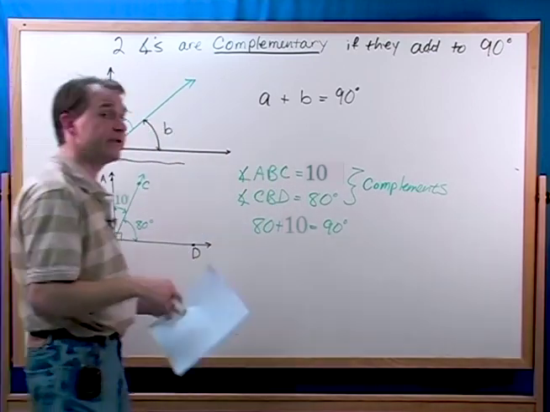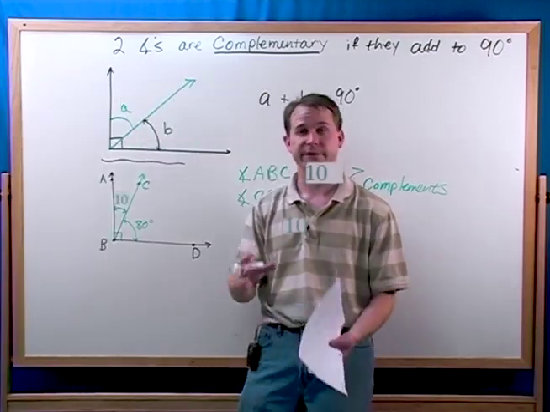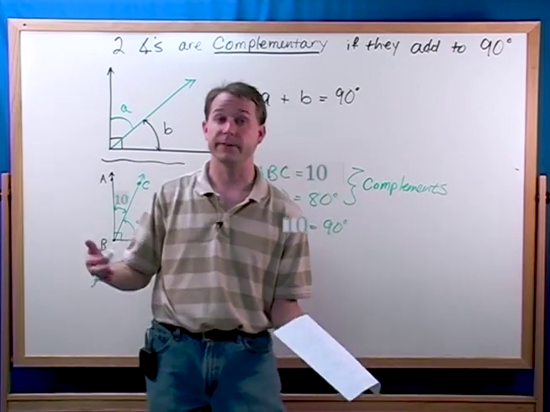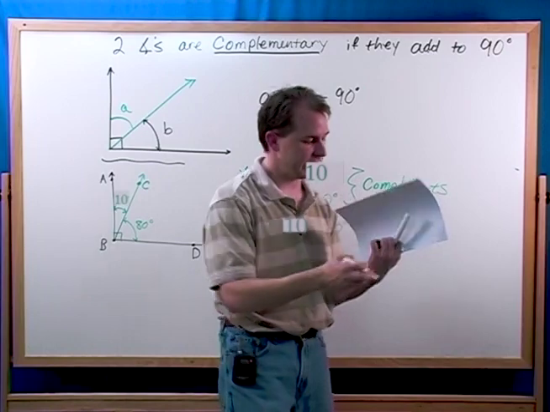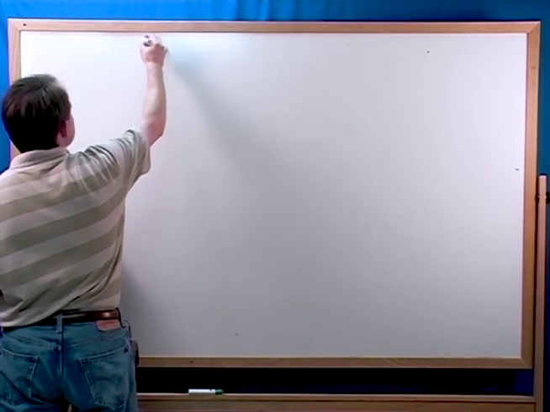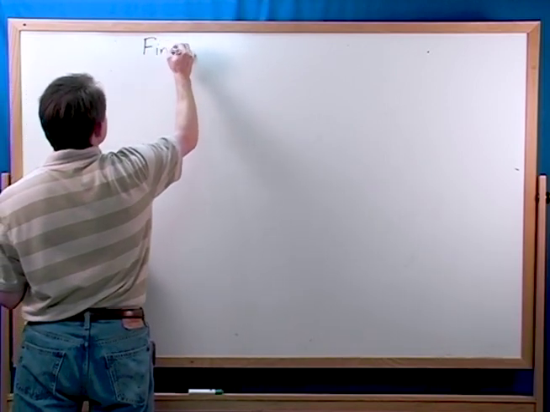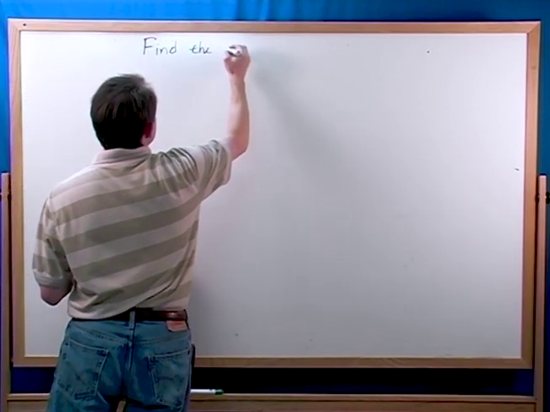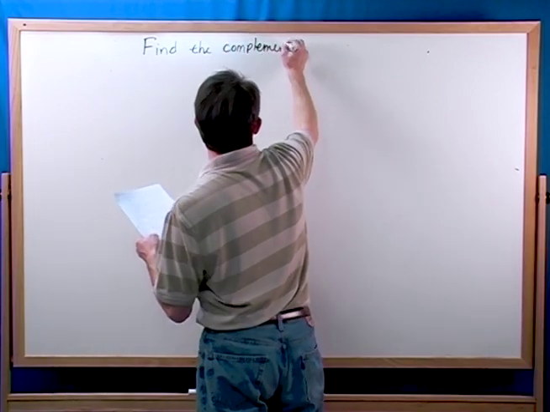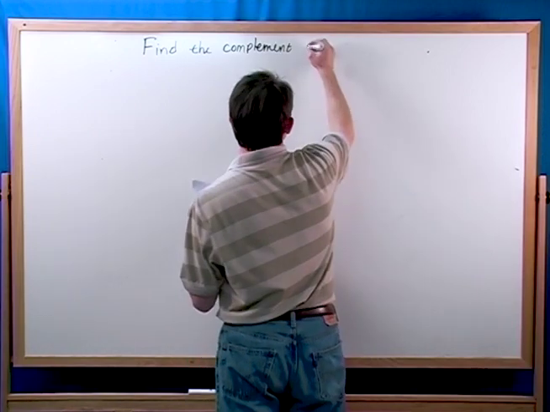So really all you have to do to find out if two angles are complementary is find out what the angles are. You can get that by looking at the drawing or using some other information. Add them up. If they add up to 90, then they're complementary. Now we're going to do another kind of problem, very similar, but what we need to do is find the complement of the angle below.